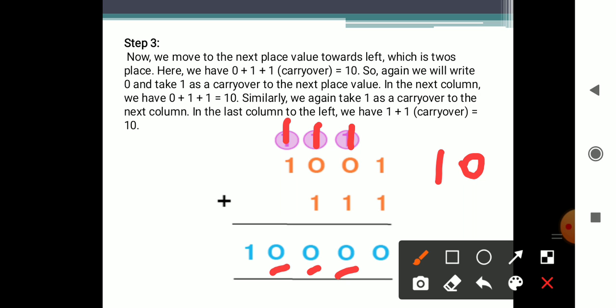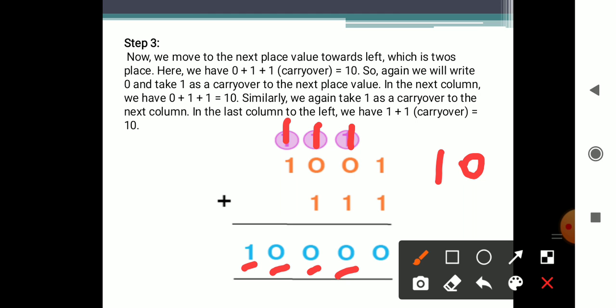We have written the 0 here and the carryover must also be written here, as there is no more number left for addition. We write the 1 here. So the result of binary addition of 1 0 0 1 with 1 1 1 yields 1 0 0 0 0. So just remember the binary rules, then binary addition is much easier, like your usual arithmetic addition in decimal numbers.